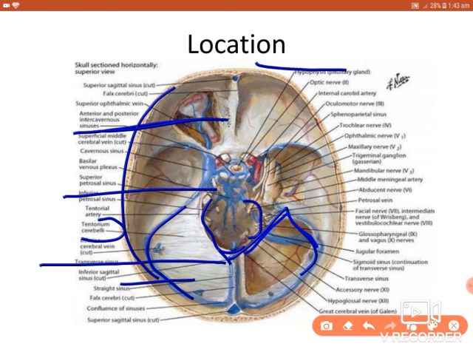The tentorium cerebelli of the right half is removed. Above the tentorium cerebelli, this is its superior surface, and here we get the occipital lobe. Below this lodges the cerebellum. These are the cerebellar hemispheres on each side.